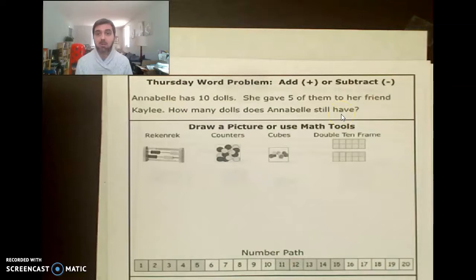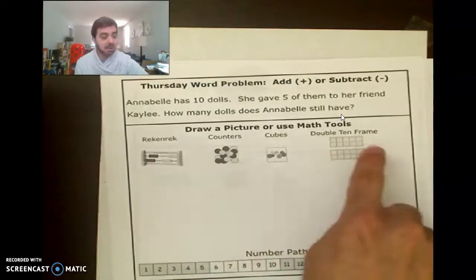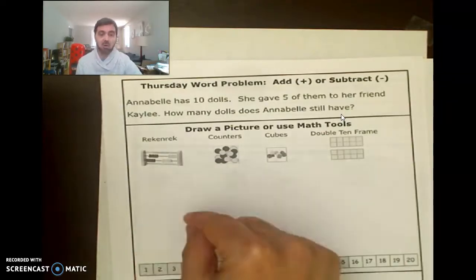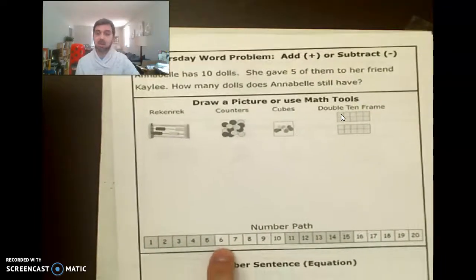So there's a lot of ways that you could solve this. If you use your Rekenrek or counters or cubes or double 10 frame, then circle what you used, okay? And then see if maybe you could also draw a picture. All right, it's good to be able to solve things different ways. Maybe you can do this in your head. You just have to kind of draw out what it is that you did in your head. Okay, you could even use the number path.